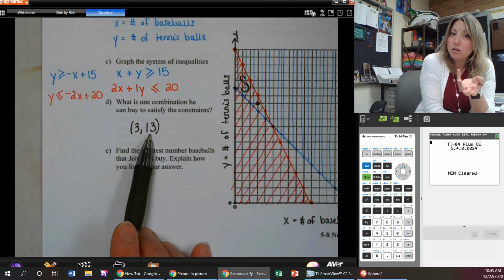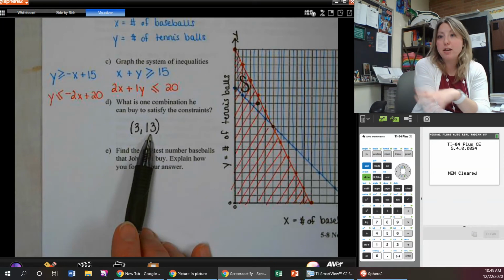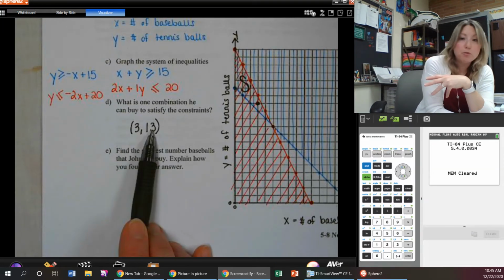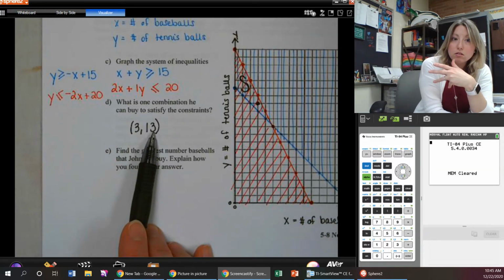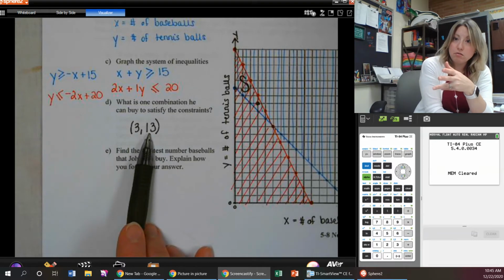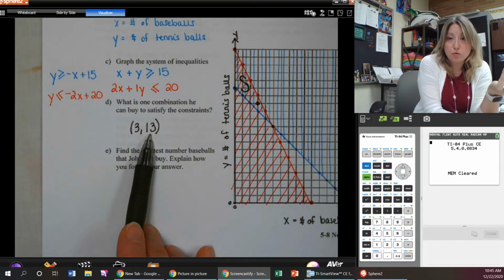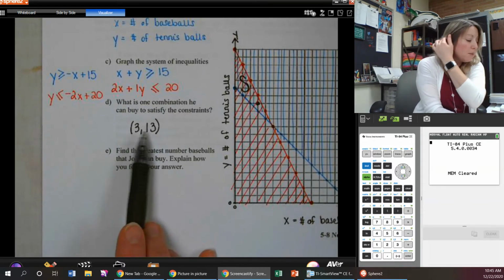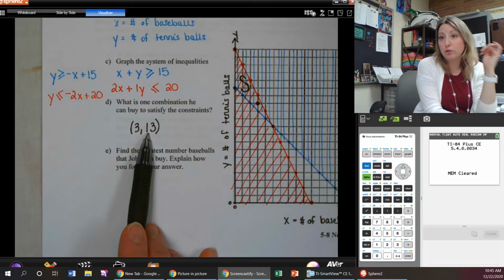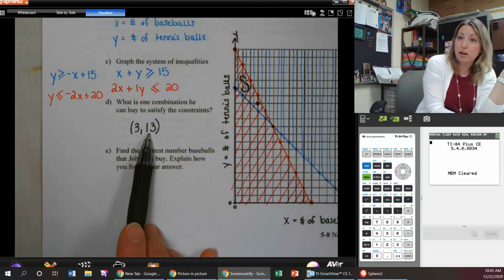See what I'm doing there? Just double checking my answer, making sure that this adds up to more than 15 balls. 3 plus 13, we're at 16. So it's 15 or more. And making sure I'm spending $20 or less. And I spent $19 on those.